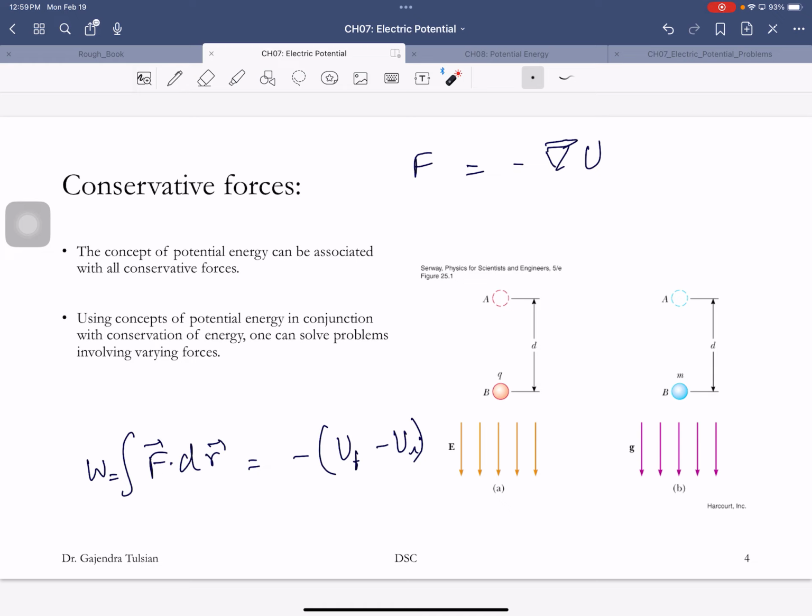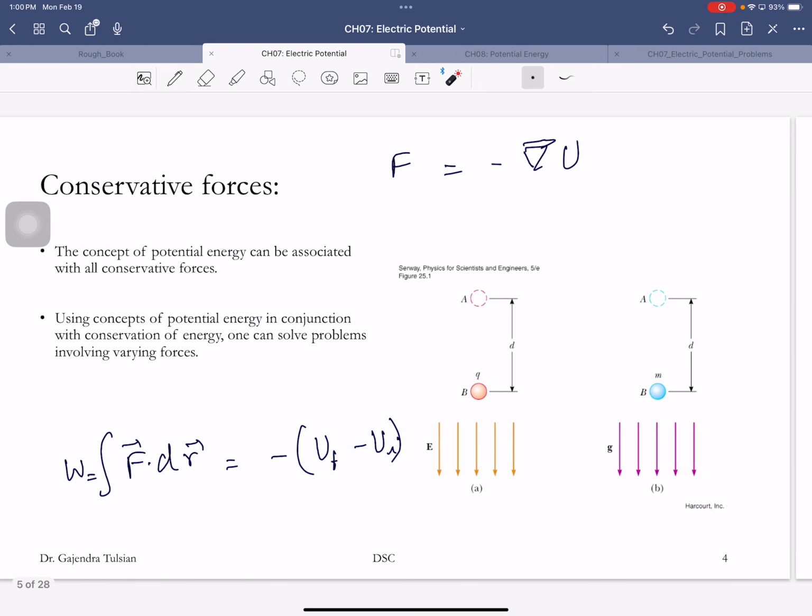So the concept of potential energy can be associated with conservative forces. And using the concept of potential energy in conjunction with conservation of energy, one can solve problems involving varying forces. So there are some problems that are easier to solve.